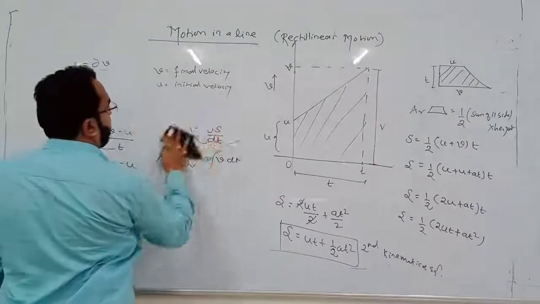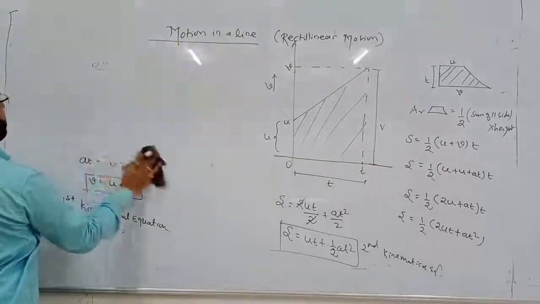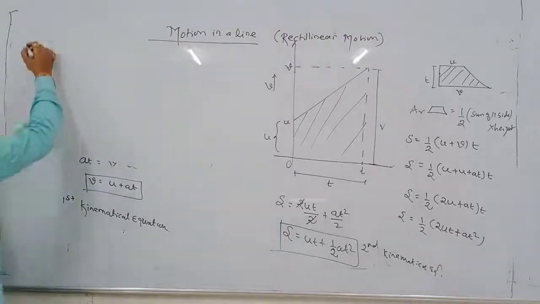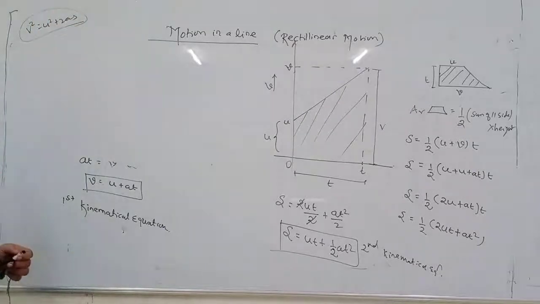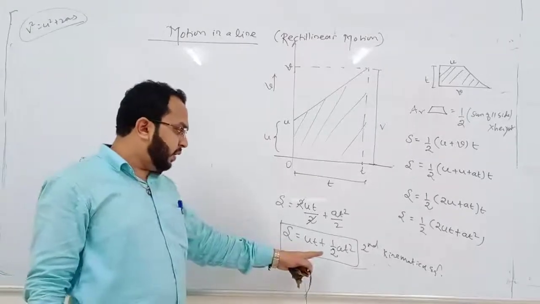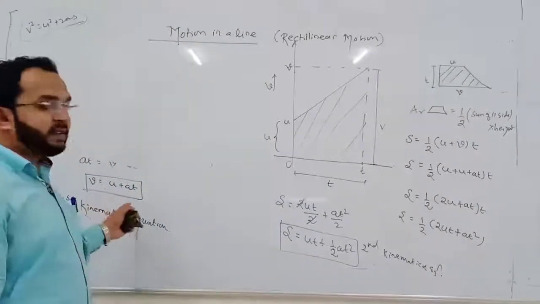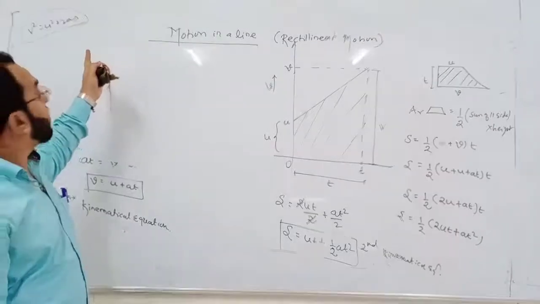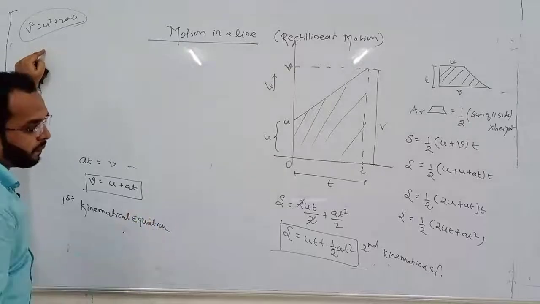So that equation is v square is equal to u square plus 2as. यामध्ये कोण नाही आहे? यात t नाही, टाइम नहीं है. So we need to eliminate the time.